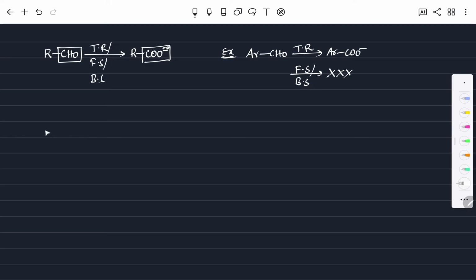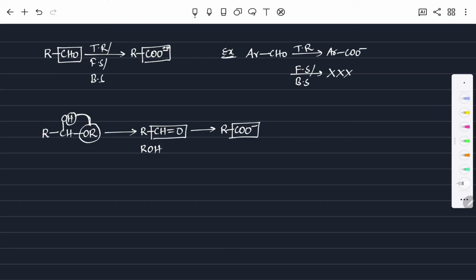Second example, hemiacetal. It is a hemiacetal. Since it is a basic medium, hemiacetal undergoes dissociation and converts into aldehyde plus alcohol. So we have to remove these two groups. Now this aldehyde undergoes oxidation and converts into the corresponding carboxylate. It is the second functional group.